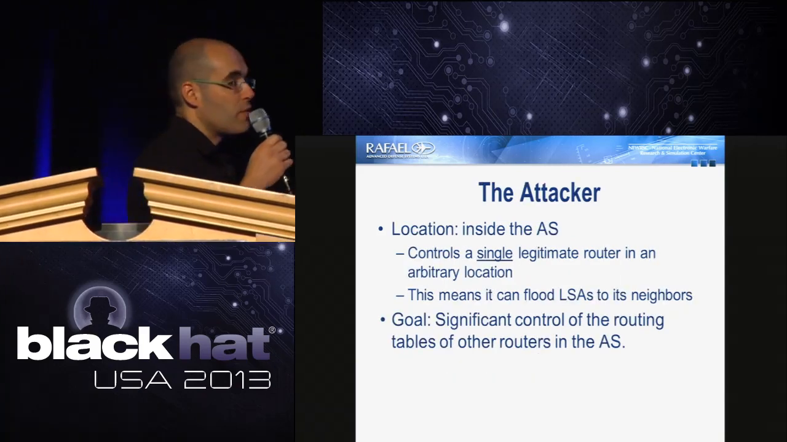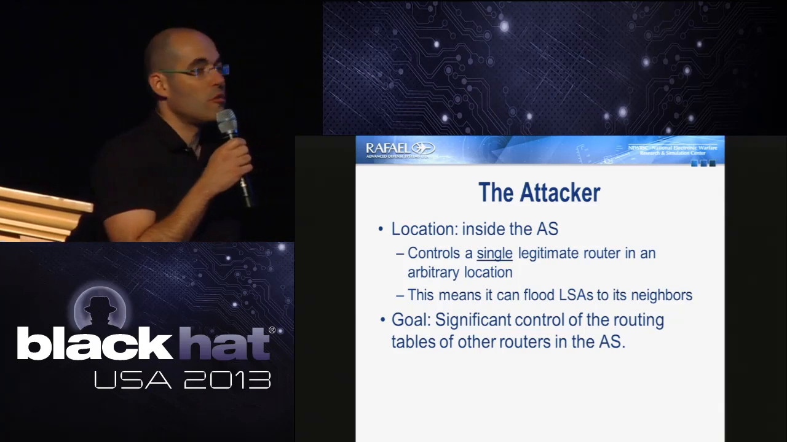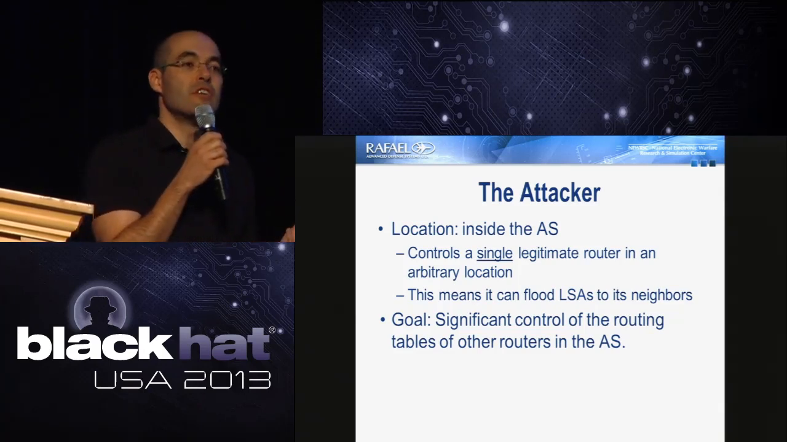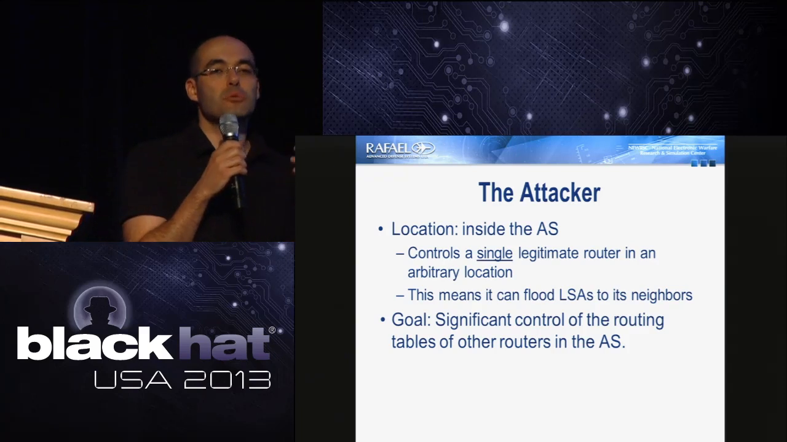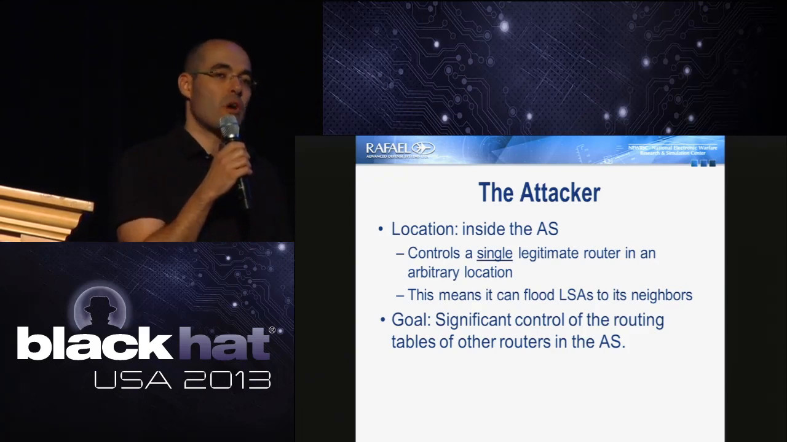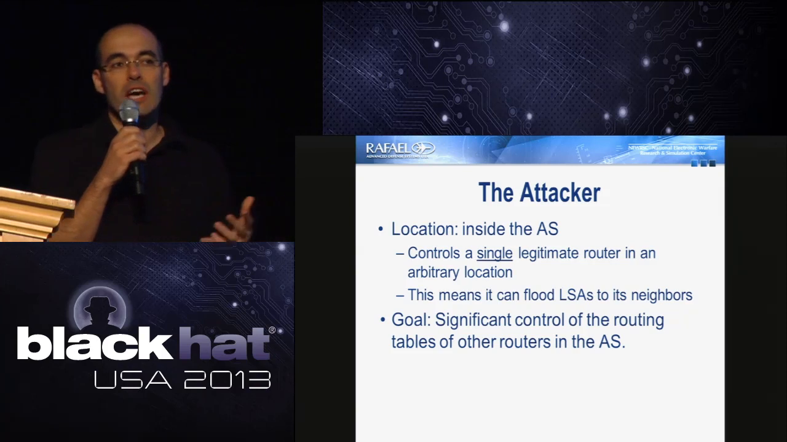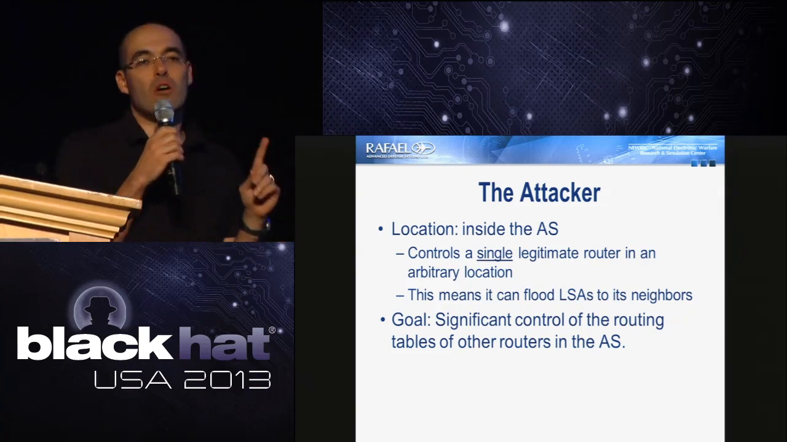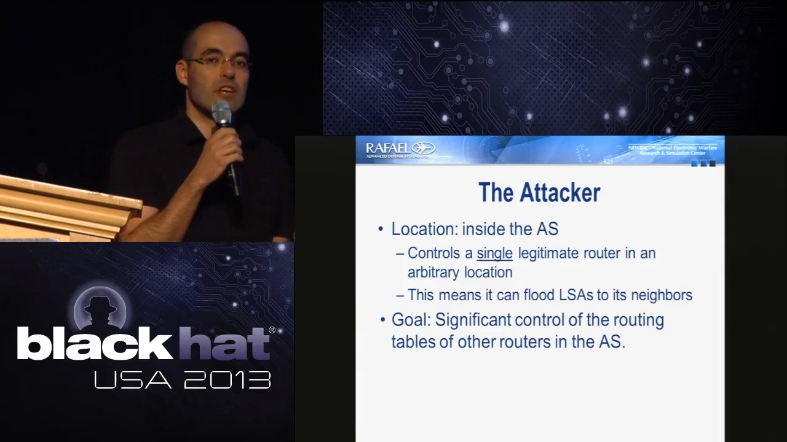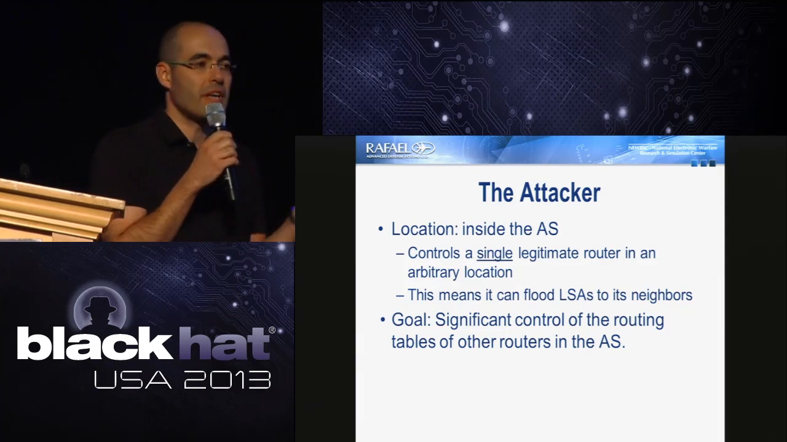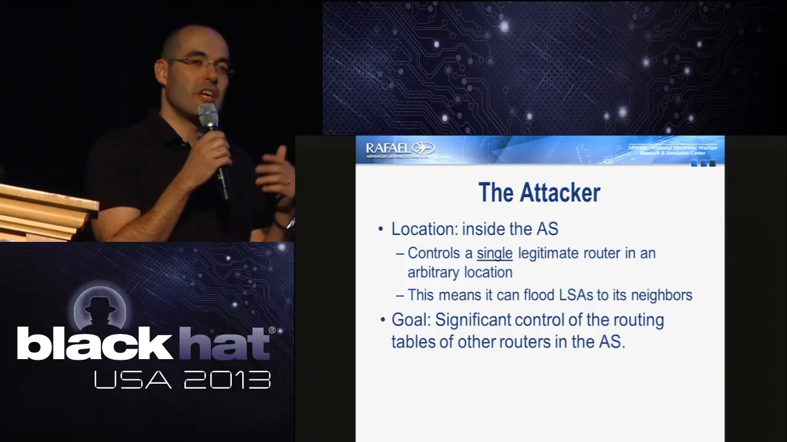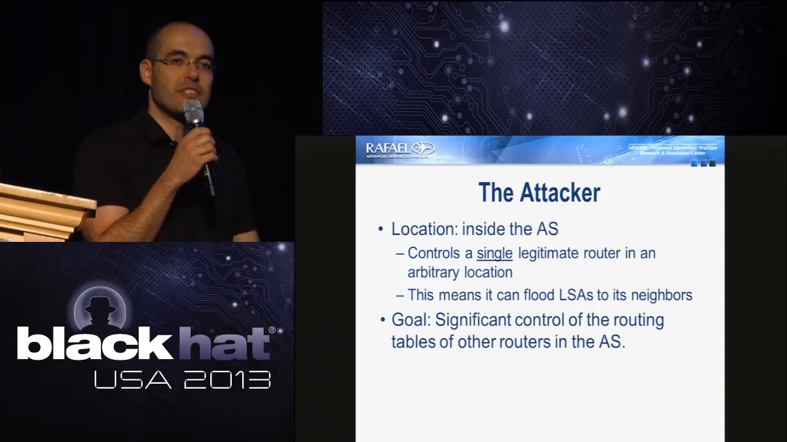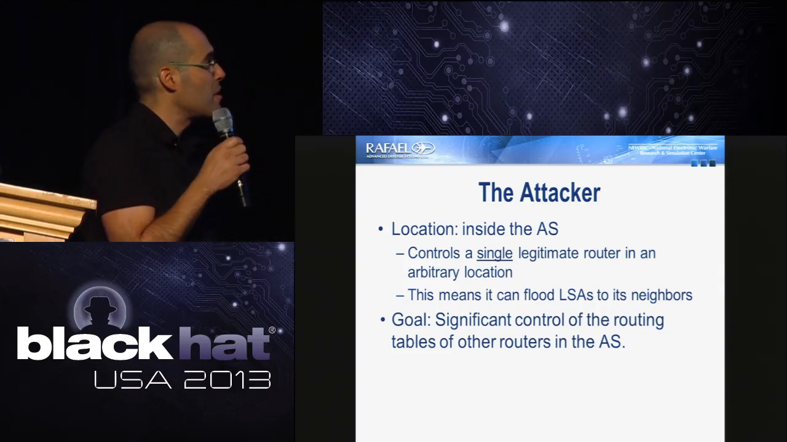Okay, and now for the attacker. In our research, we have assumed that the attacker is an insider, meaning that it has been able to infiltrate the routing domain, the autonomous system, and it is now controlling just a single router within the autonomous system with an arbitrary location. It does not necessarily have to be a core router, it can be just a remote access router somewhere in the autonomous system.